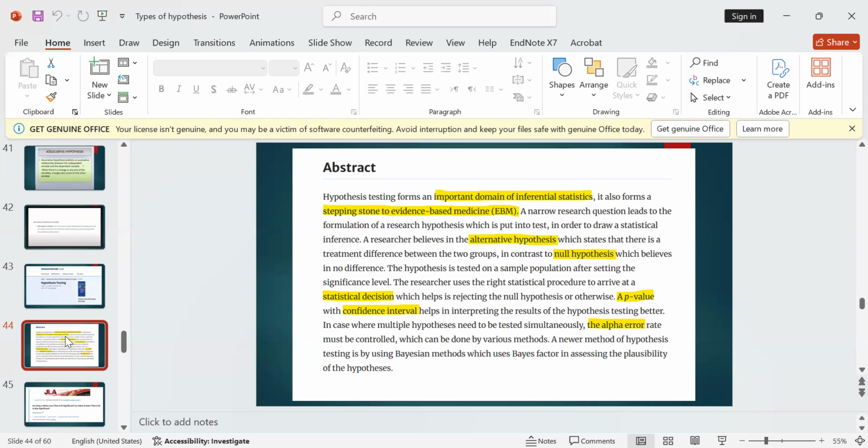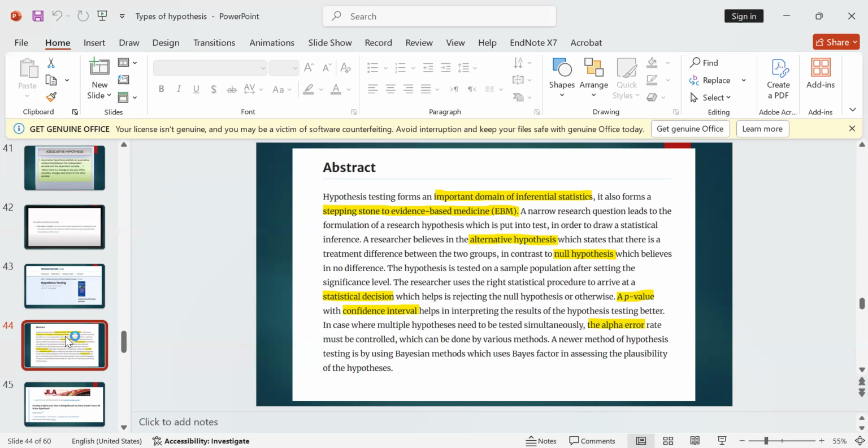groups, in contrast to the null hypothesis, which believes in no difference. The hypothesis is tested on a sample population after setting the significance level. The researcher uses the right statistical procedure to arrive at a statistical decision, which helps in rejecting the null hypothesis or otherwise. A p-value with confidence interval helps in interpreting the results of the hypothesis testing better.